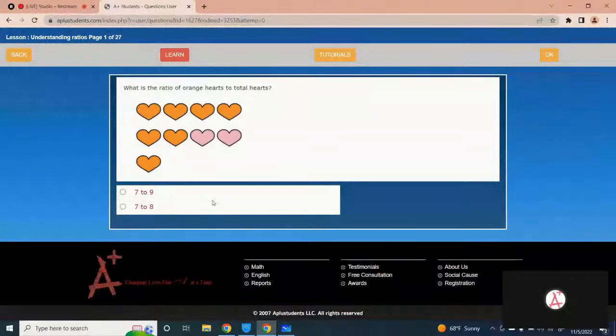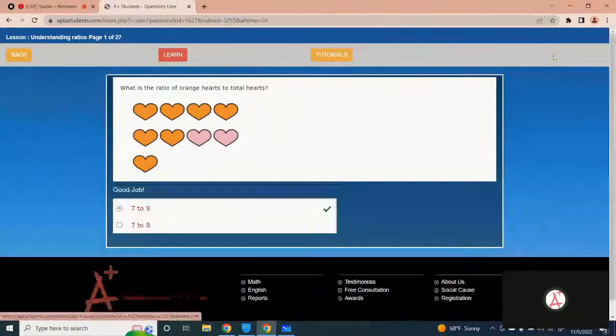Okay, good. The next one is: what is the ratio of the orange hearts to the total hearts? So the total hearts are 1, 2, 3, 4, 5, 6, 7, 8, 9. The total hearts are 9. And the orange are 1, 2, 3, 4, 5, 6, 7. Orange are 7. So the ratio between the orange hearts to total is 7 to 9 because 7 of them are orange and the total is 9. So it would be 7 to 9. Got it? Just select the correct option, then click on the OK button.